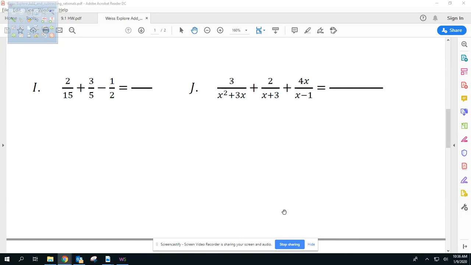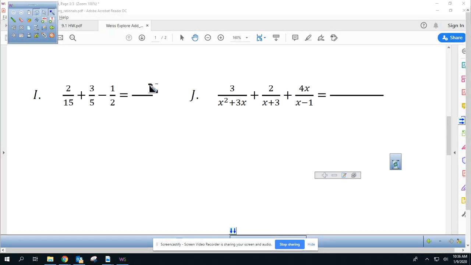Part j. And sometimes these ones, again, have pieces that are needed, and then other pieces that we can kind of just mix and match. So it's just lots of practice here. If we have a denominator of 15, of 5, and of 2, we don't necessarily need to multiply all of them because 5 can go into 15.